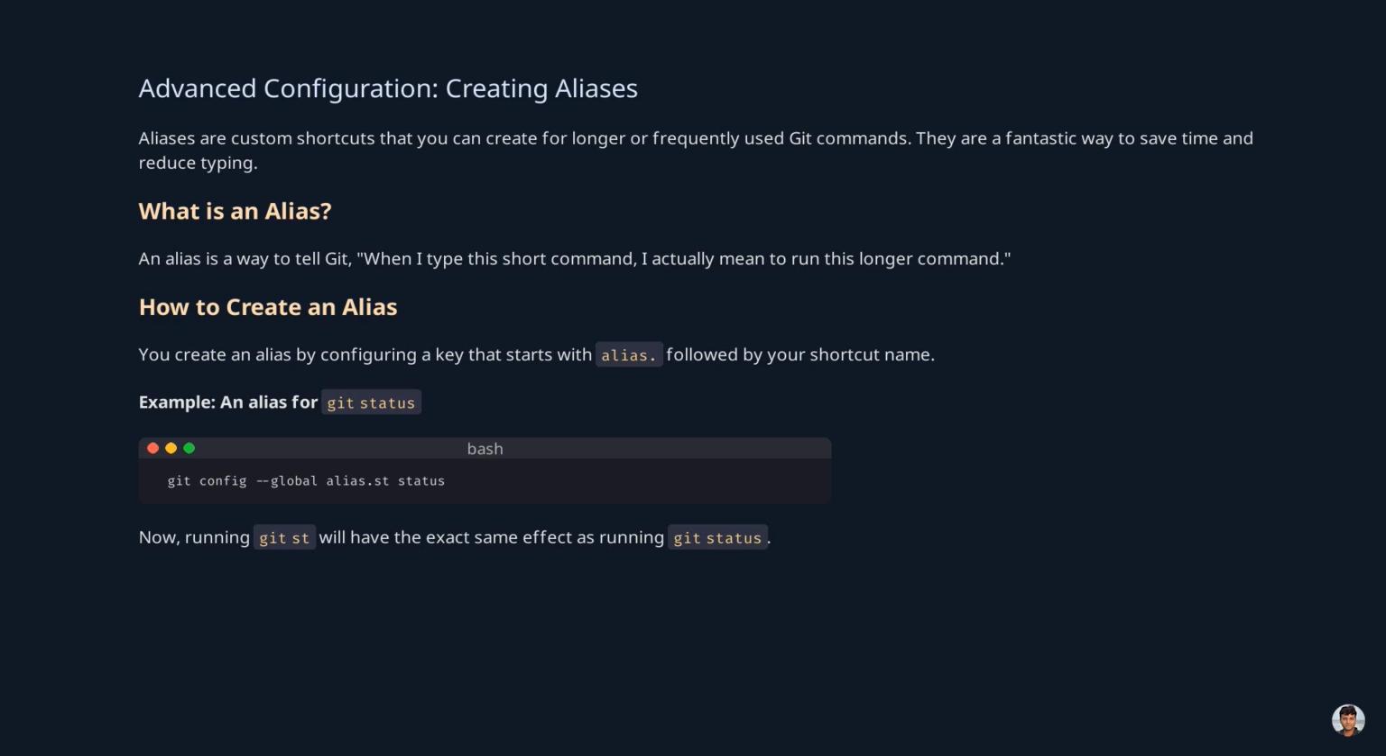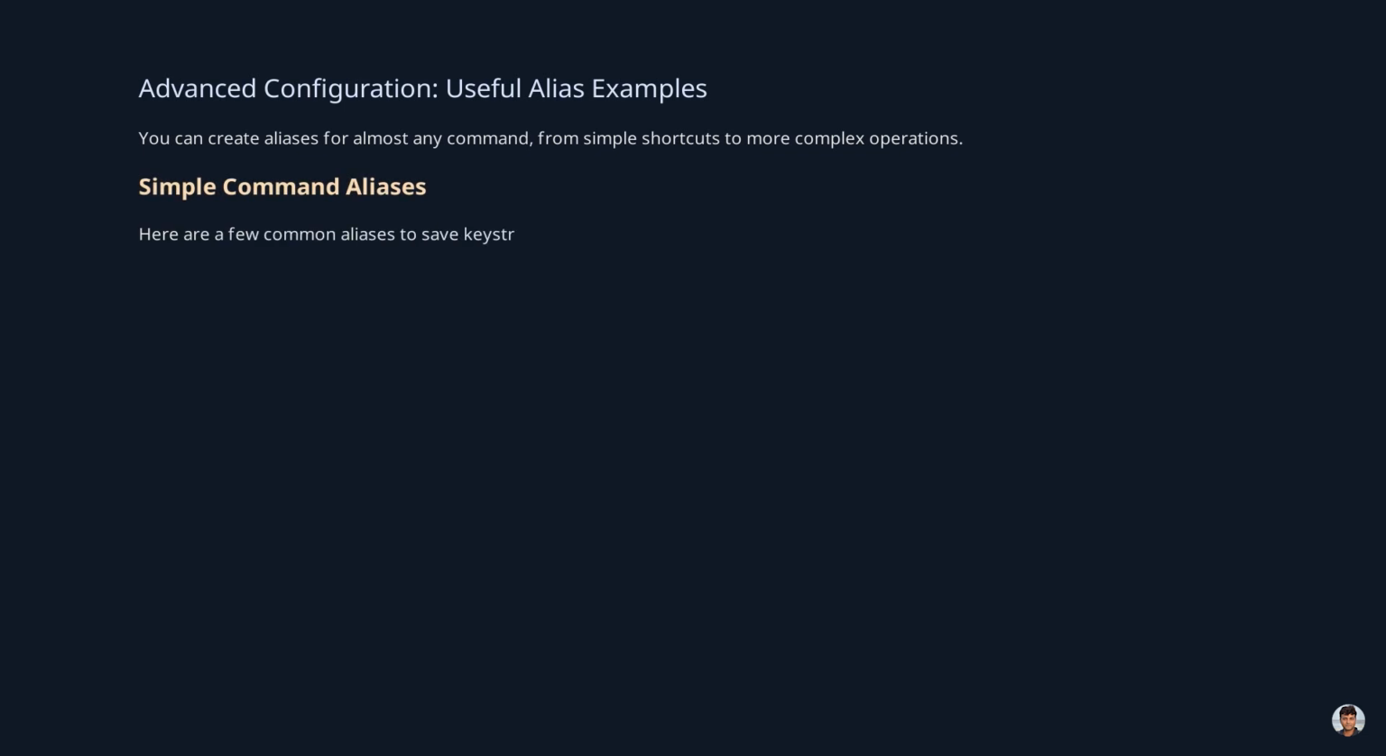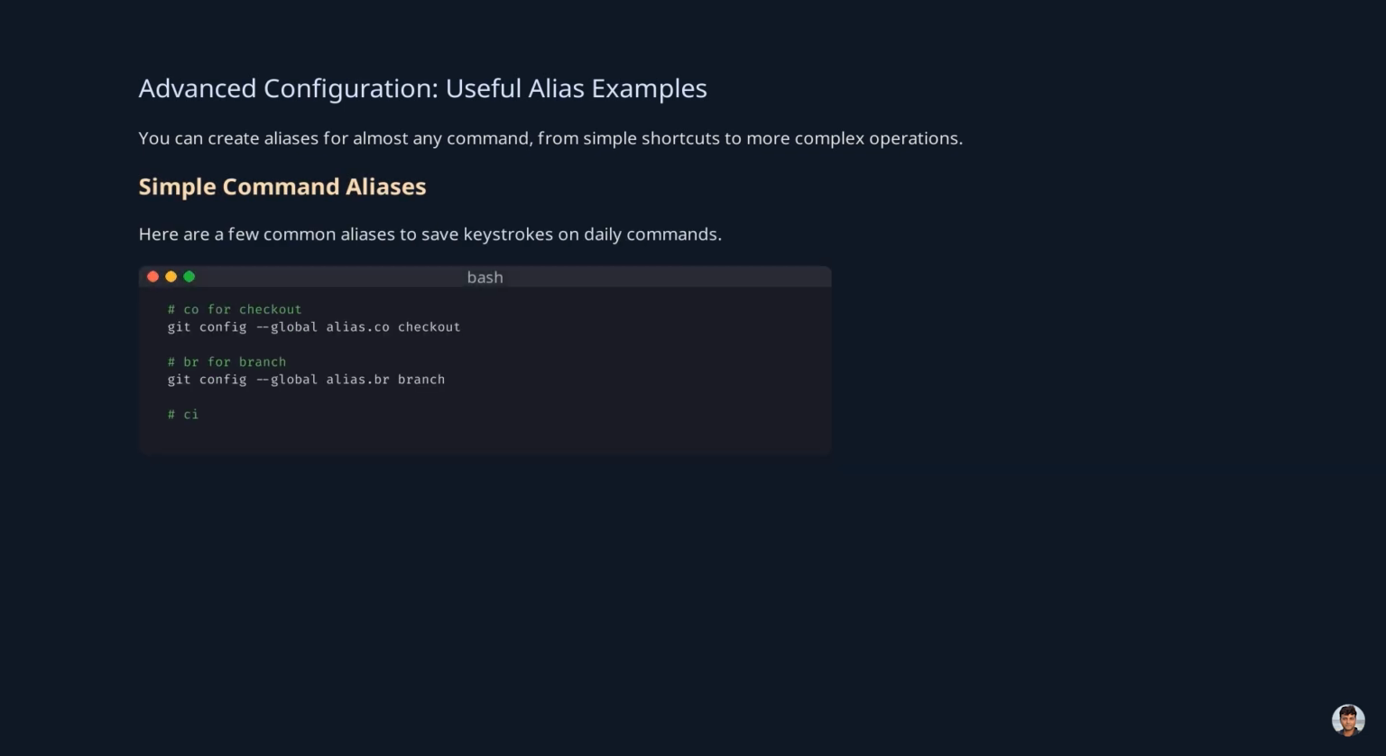The command starts with git config --global, followed by alias. and then the shortcut you want to create. For example, to create a shortcut named st for the status command, you would type git config --global alias.st status. Now, whenever you type git st, Git will run git status for you. In the next slide, we will look at some more practical and powerful alias examples.